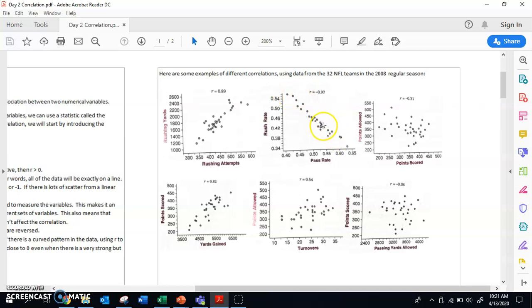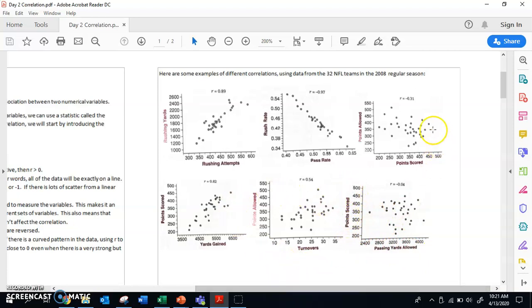So an example of one that really isn't any correlation, let's look down here in the bottom right. We've got passing yards allowed and points scored. So you can see these dots are really scattered out. There's really not much going on in terms of correlation, and the R value will show that. R value of negative 0.04, that's almost 0, right? So there's really no correlation between passing yards allowed and points scored.